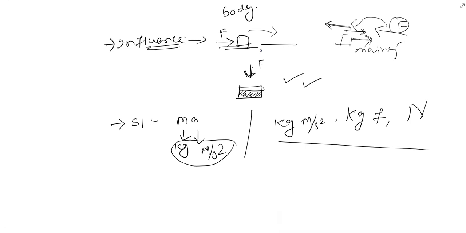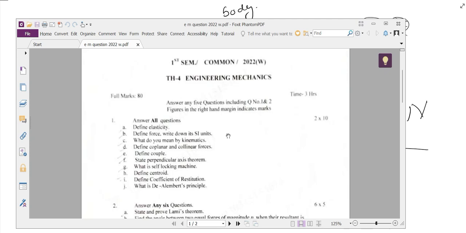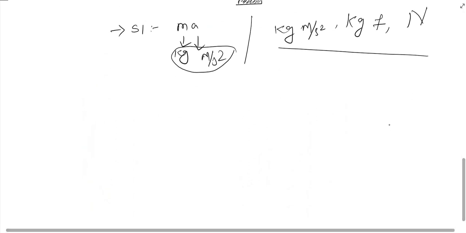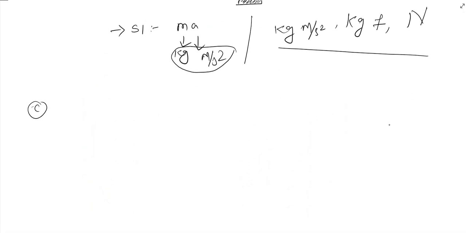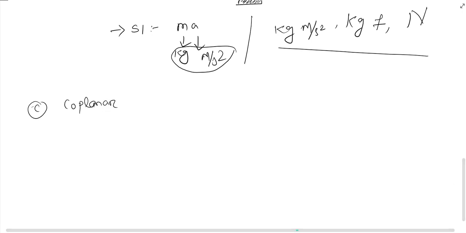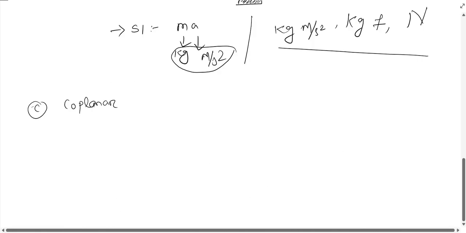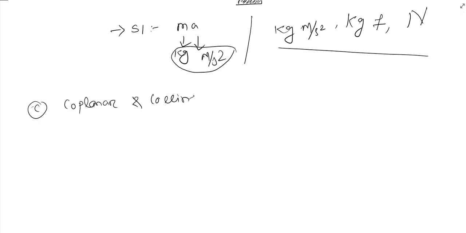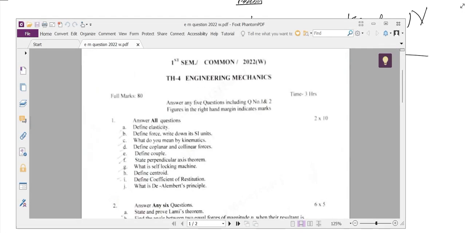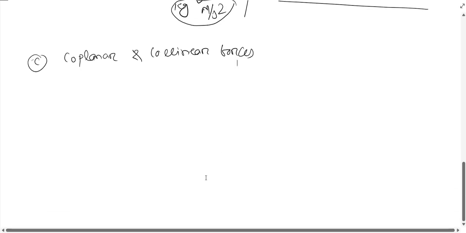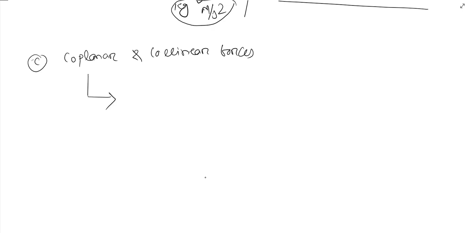Next question. Question 1, bit C. Define coplanar and collinear forces. So bit C जो है ये system of force से आया है. Here we have to define coplanar and collinear forces. ये दोनों फोर्स को हम डिफाइन करेंगे. सो फर्स्ट वी विल डिफाइन कोप्लानर फोर्सेस.